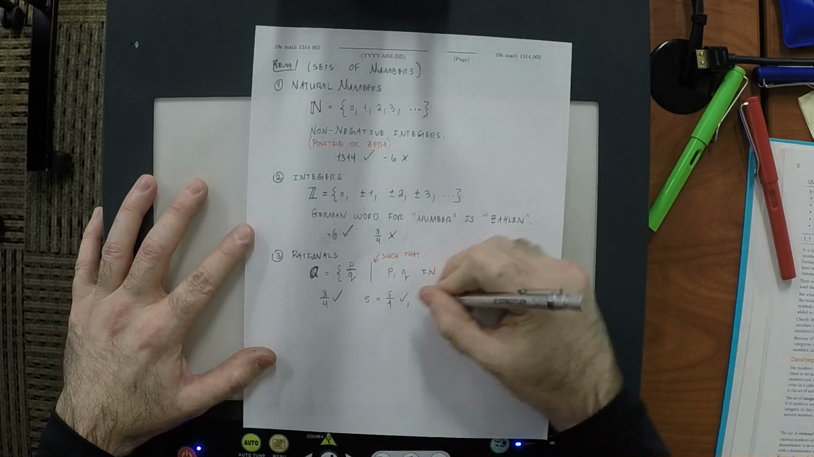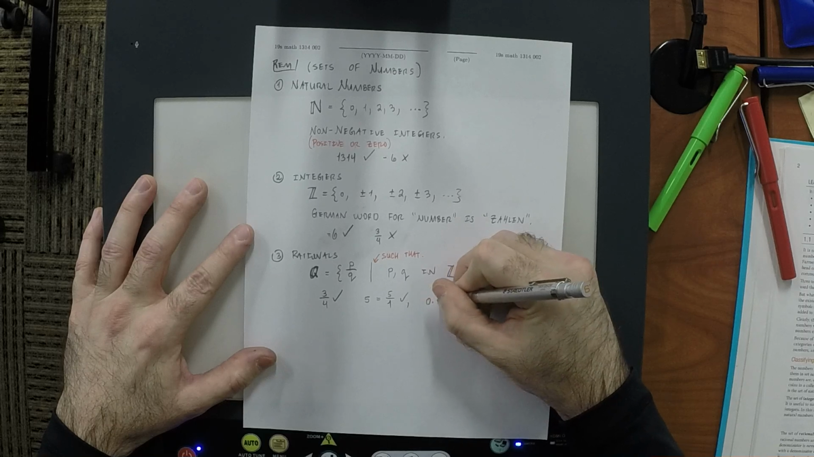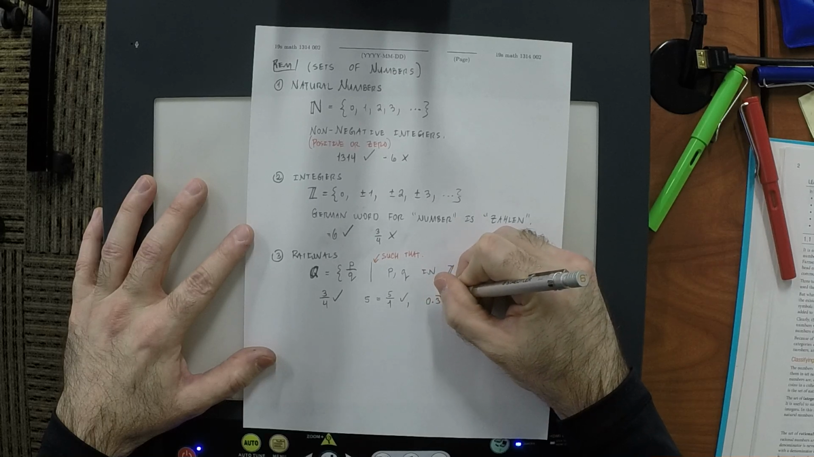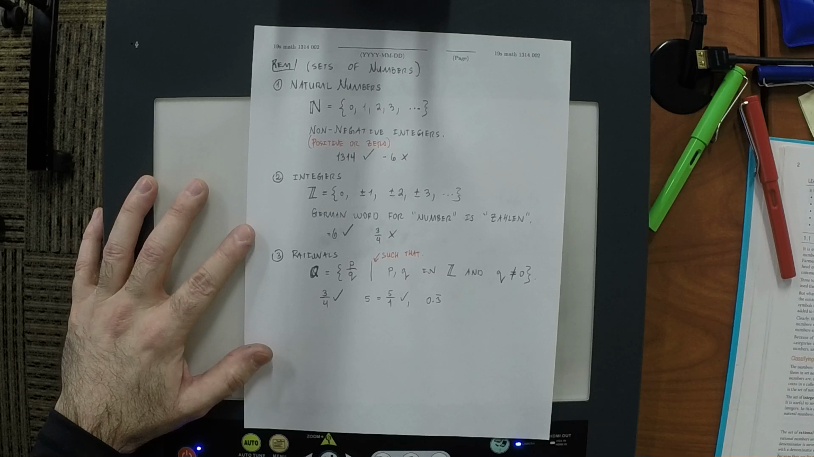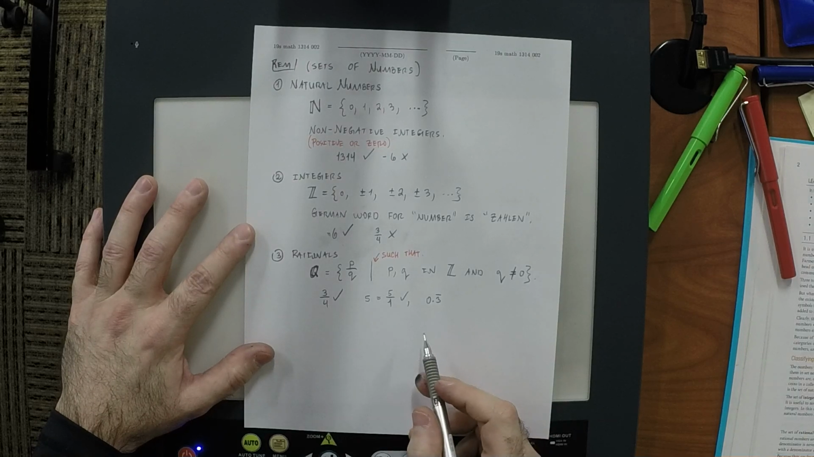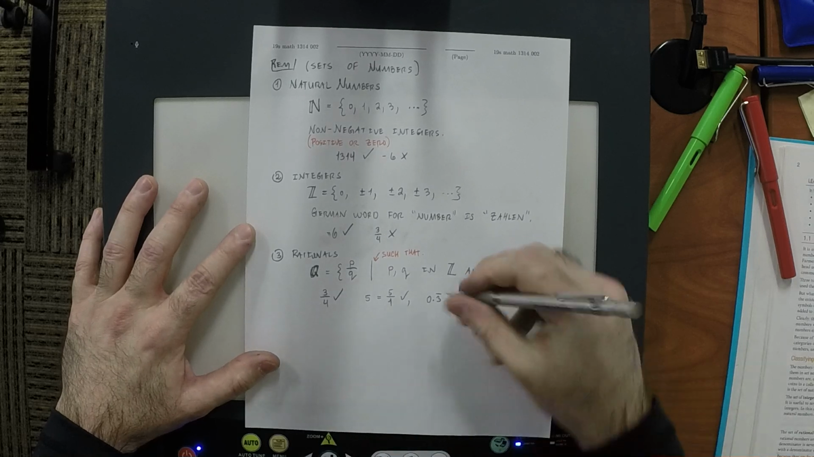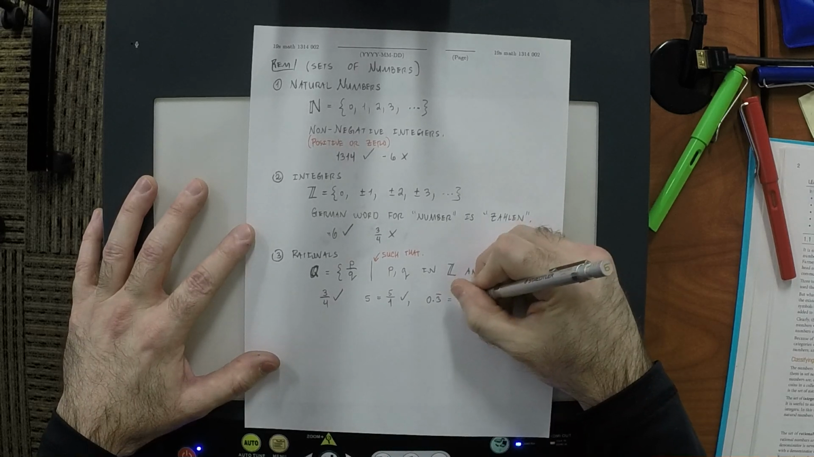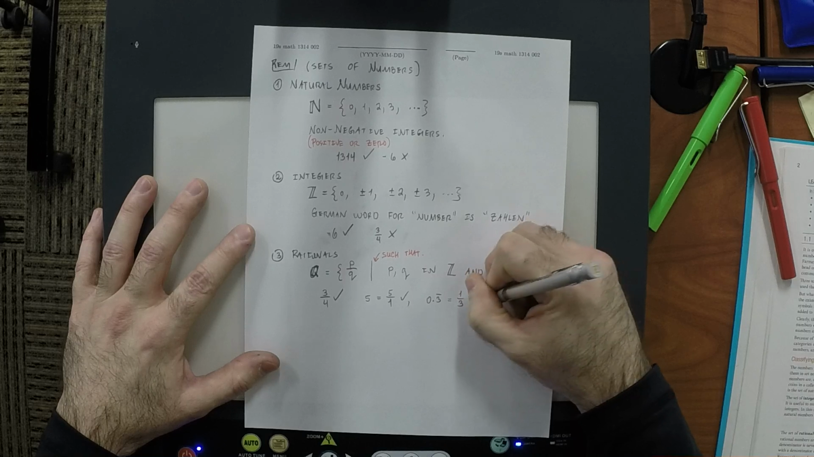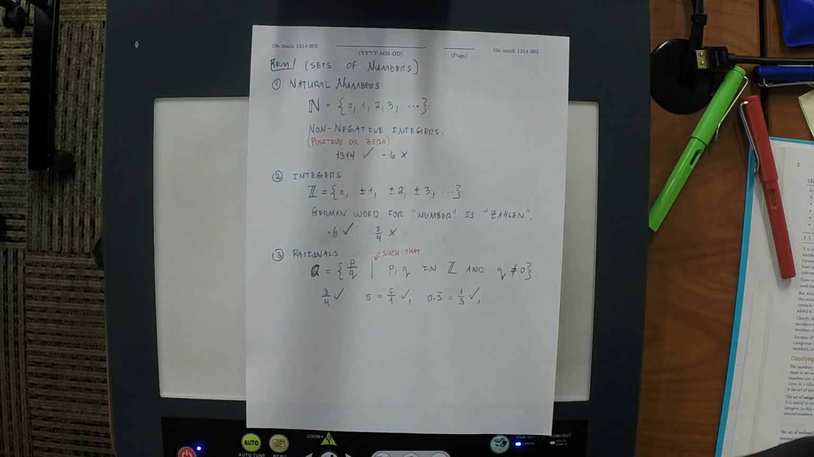How about 0.3 with a bar over it? What does that bar mean? Repeating, right? So how about that? Well, yes, it can be. How can you represent it as integer over integer? 1/3. Okay, so now we've had a few examples.